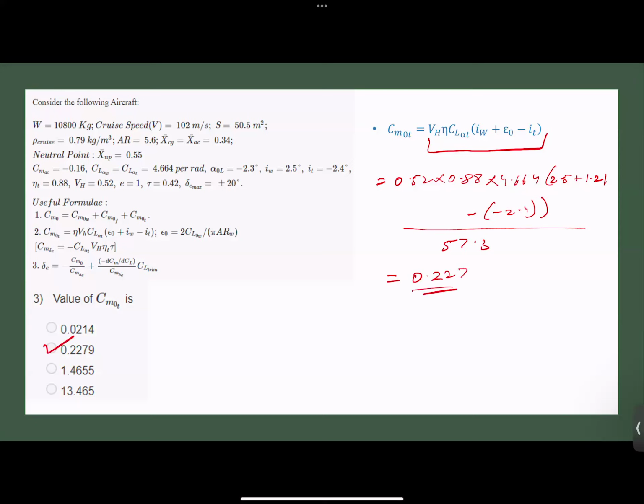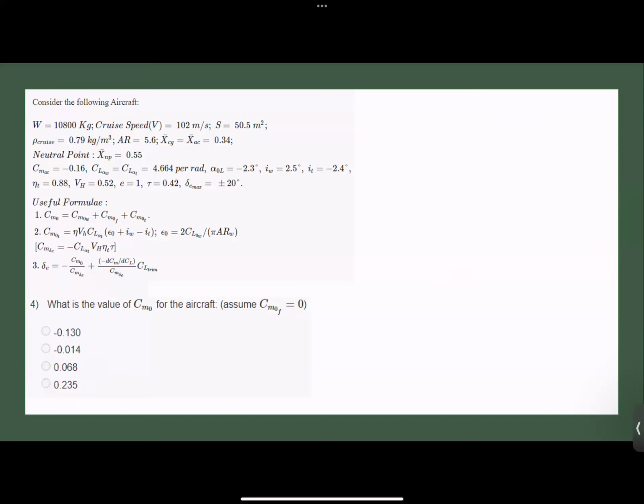Next was the value of CM naught of the entire aircraft. So we found out the CM naught contribution of the tail, and they asked us to assume the fuselage contribution to be 0. Then the only thing remaining is the CM naught contribution of the wing. So we need to find out the CM naught contribution of the wing, which is given by this formula.